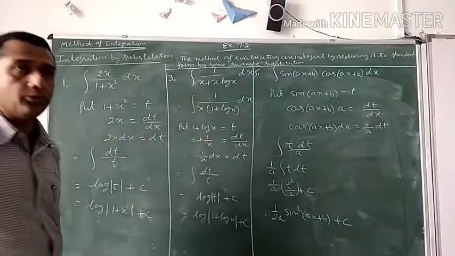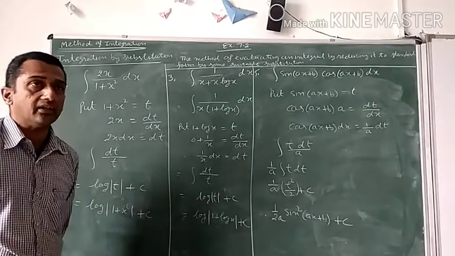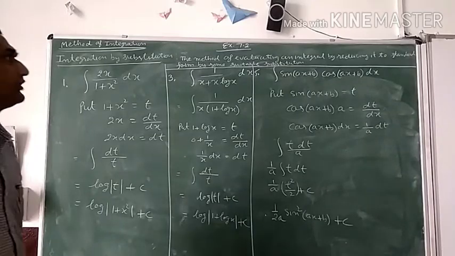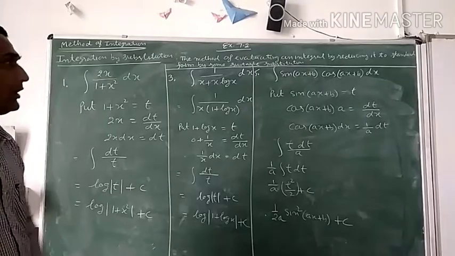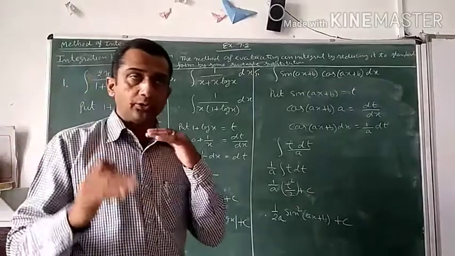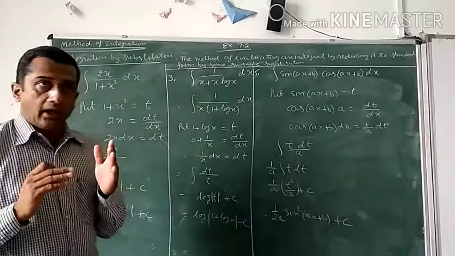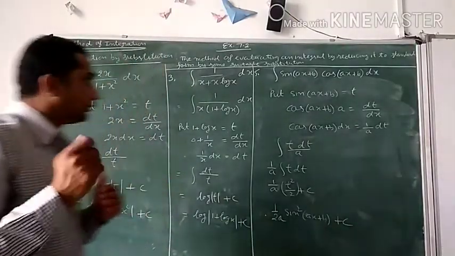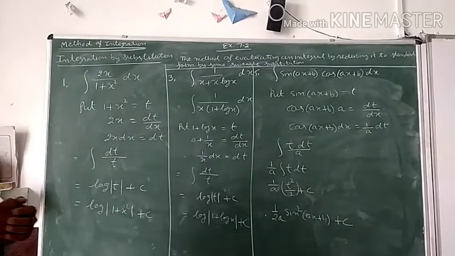Integration by substitution is a method of evaluating an integral by reducing it to standard form by some suitable substitution. So students, we have to solve this type of question by reducing the given integral into standard form and by suitable substitutions. So let's take the first question of exercise 7.1.